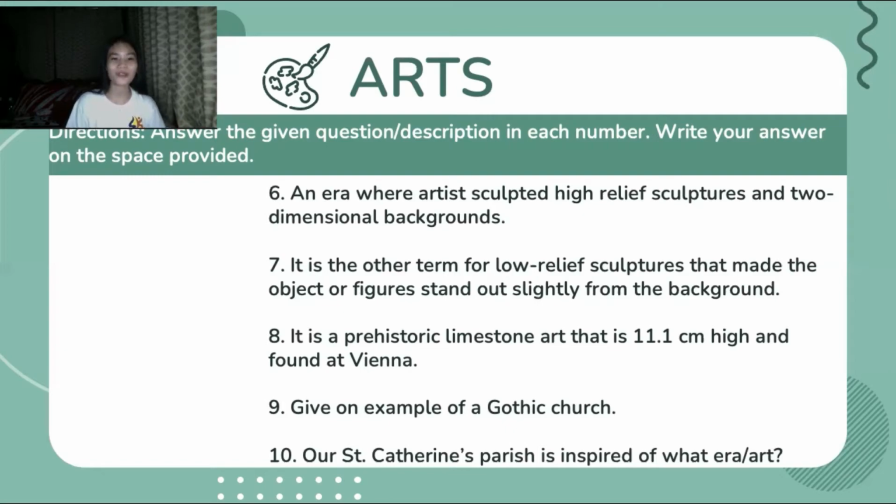Bas relief. Number 8, it is a prehistoric limestone art that is 11.1 centimeters high and found in Vienna. It is about this big only. It is really small. Okay, the answer for number 8 is Venus of Willendorf. Number 9, give one example of a Gothic church.